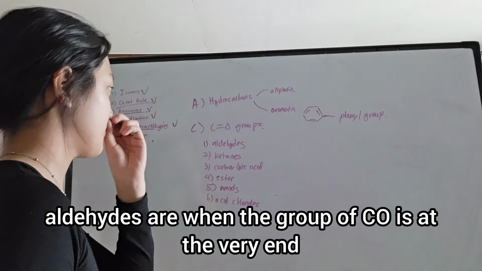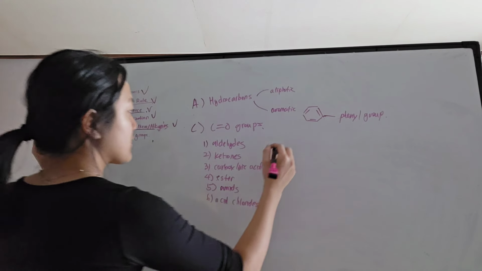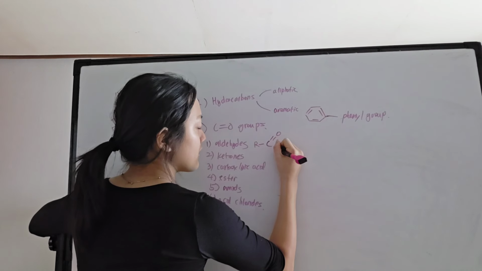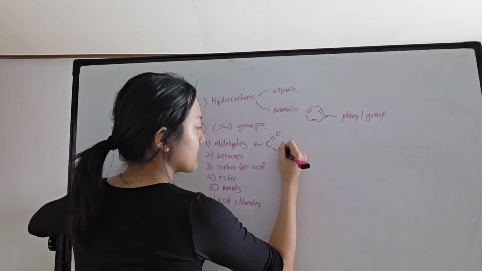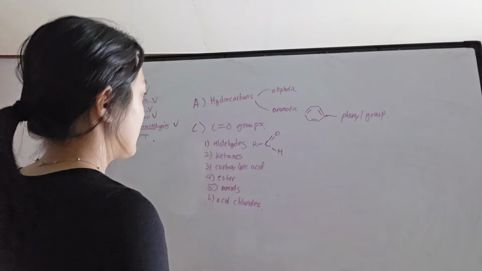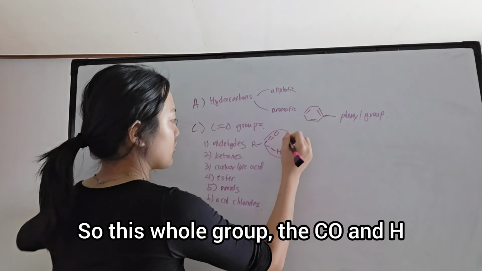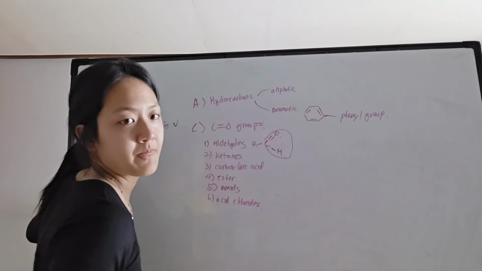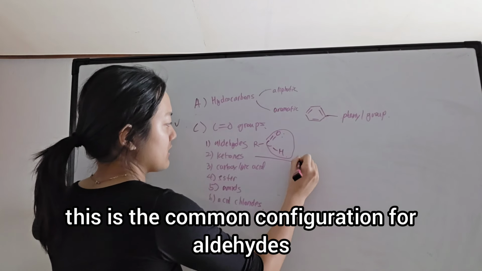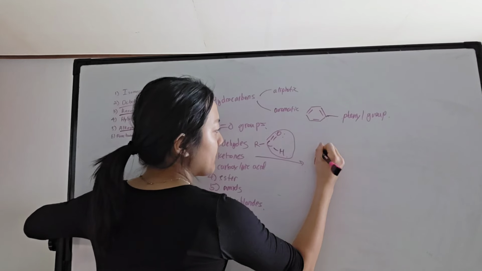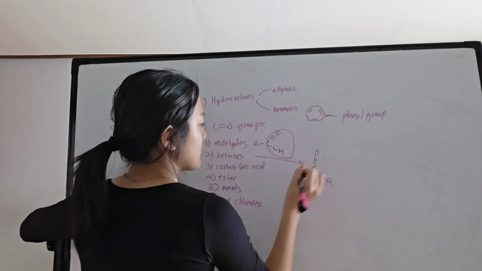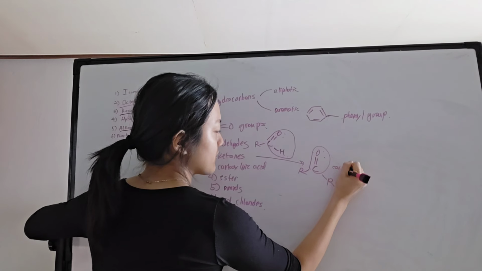Aldehydes are when the group of CO is at the very end. So it may look something like this. CO is connected to R, and this is connected to an H. So this is when there is an ending to the group. So this whole group, the CO and H, is called an aldehyde group. And this is the common configuration for aldehydes. For ketones, it's the same thing, but it's an R-R bond, so it's in the middle of some chain. So that would be the carbonyl group over here.